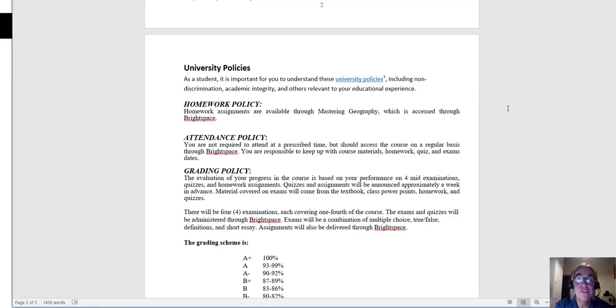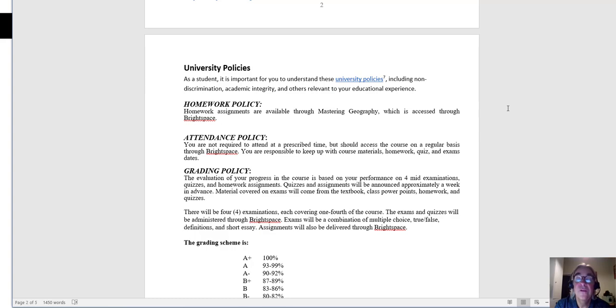Homework policy: homework assignments are available through Mastering Geography, and we'll take a look at that in just a minute, which is through Brightspace. So you've got to have that software. In a minute you'll see homework is 10% of your overall grade, so make sure you do the homework. It will help you with the quizzes and the tests.